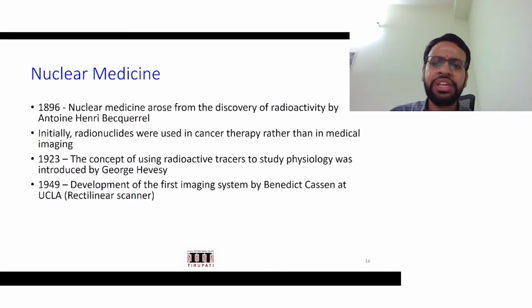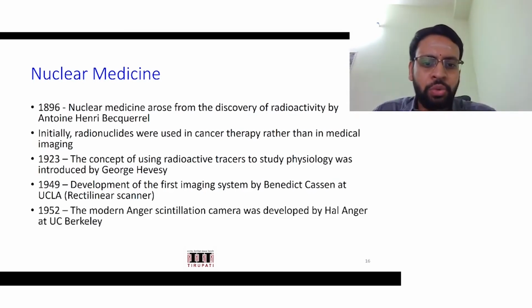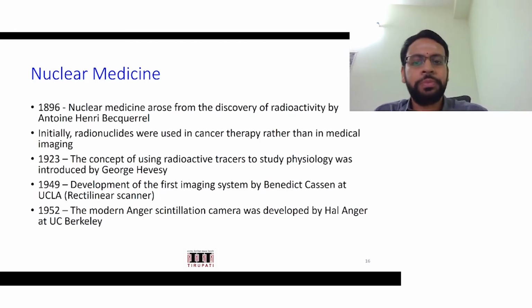In 1949, the first imaging system was developed by Benedict Cassen. This is also referred to as the gamma camera, or it uses a gamma camera and rectilinear scanner. The modern day camera was developed by Hal Anger at UC Berkeley. After his name, this camera is also referred to as the Anger scintillation camera. This was developed by 1952.